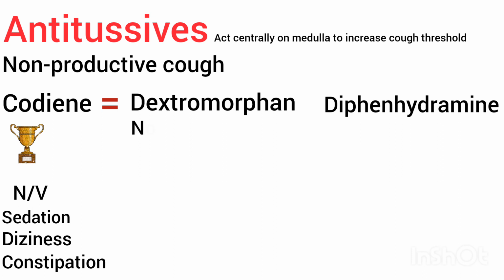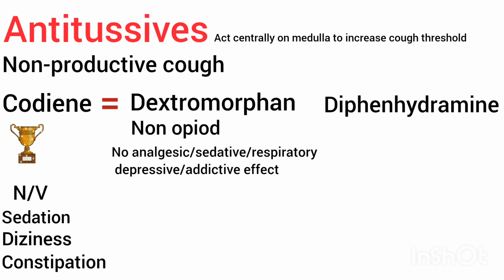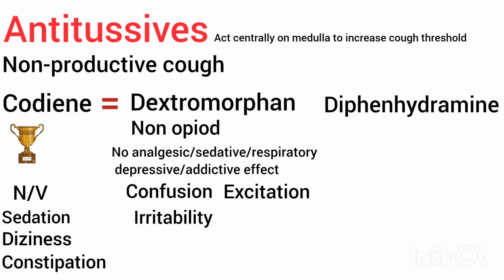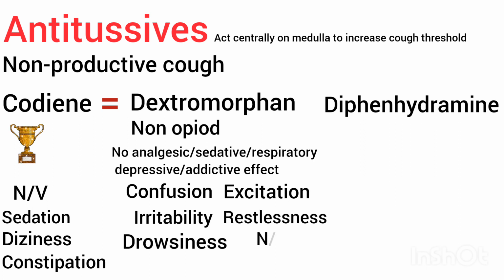Dextromethorphan is a non-opioid with no analgesic, sedative, respiratory depressant, or addictive properties at usual antitussive doses. Dextromethorphan overdoses cause confusion, excitation, nervousness, irritability, restlessness, drowsiness, and severe nausea and vomiting. Respiratory depression may occur with very high doses. Dextromethorphan is abused for its phencyclidine-like euphoric effect. Dextromethorphan blocks serotonin reuptake. The combination of MAO inhibitors and dextromethorphan may cause serotonin syndrome, which involves an increase in blood pressure.